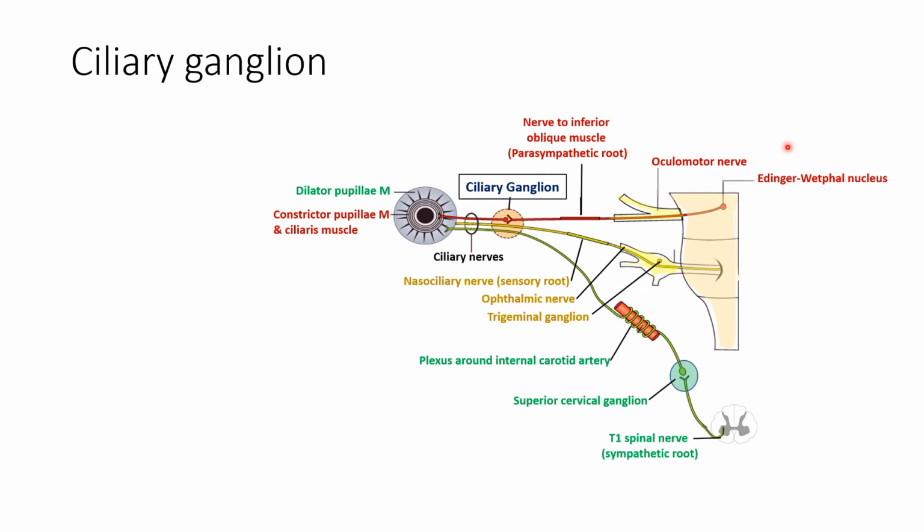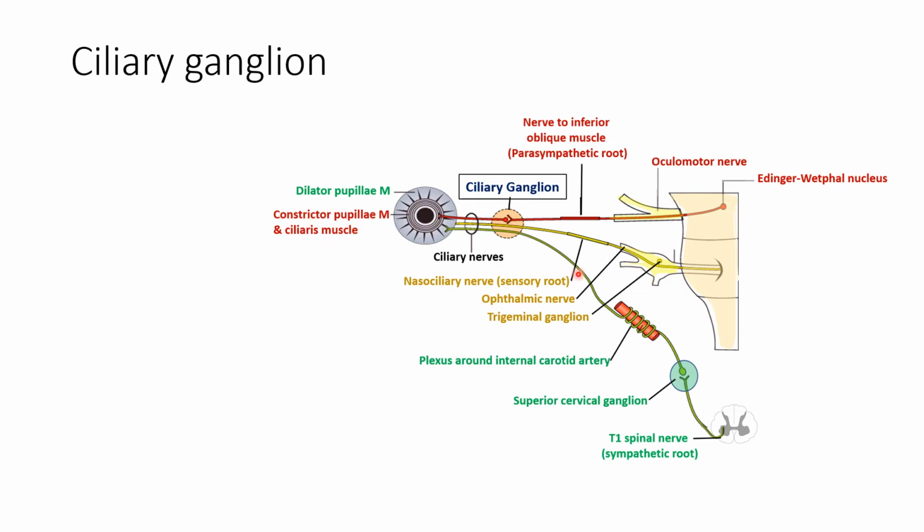This is called preganglionic fibers since the ganglion is situated here. After that, it gets relayed in this, and then the postganglionic fibers start out through the short ciliary nerves and supply the sphincter pupillae or constrictor pupillae and ciliaris muscle. Okay, this causes the light reflex and accommodation reflex.